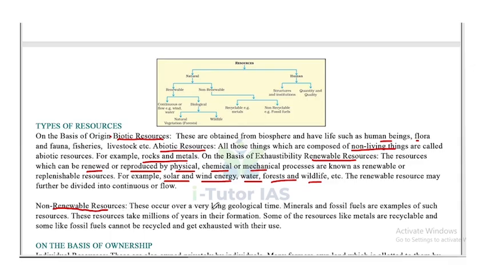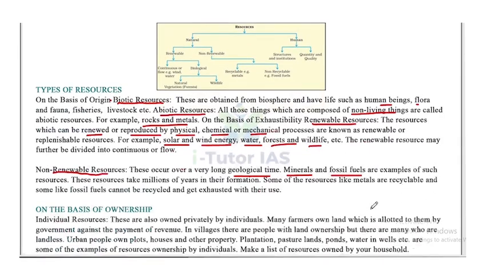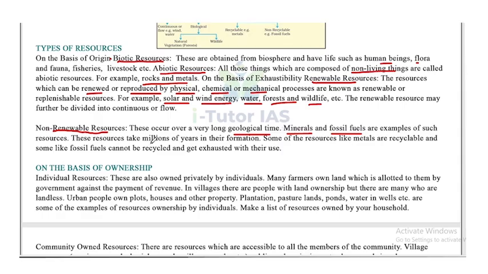These occur over a very long geological time. Minerals and fossil fuels are examples of such resources. So, non-renewable means they occur over a very long geological time. They take a very long geological time. An example, minerals and fossil fuels. These resources take millions of years in their formation. Some of the resources like metals are recyclable and some like fossil fuels cannot be recycled and get exhausted with their use. Next, on the basis of ownership.